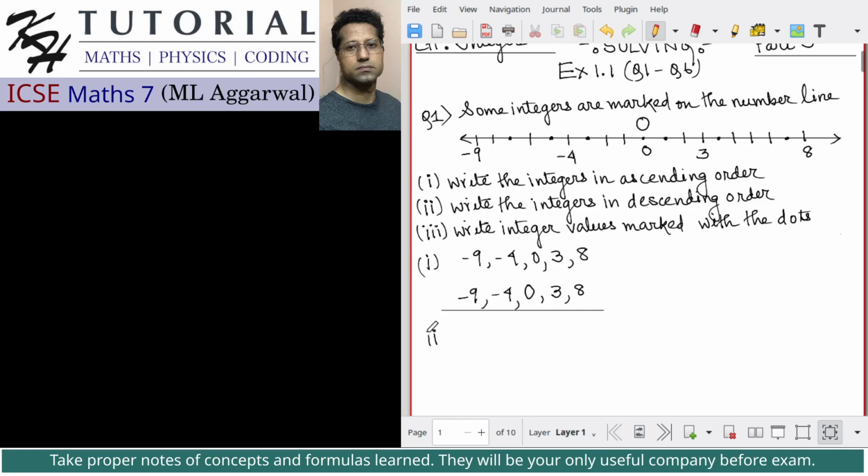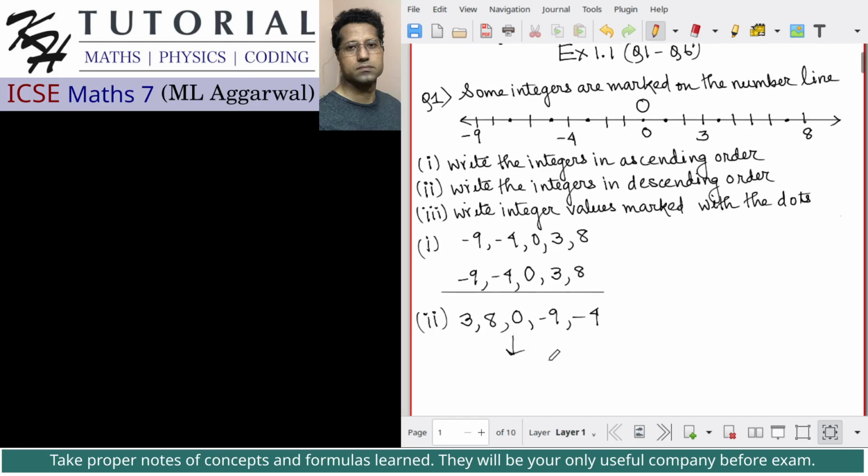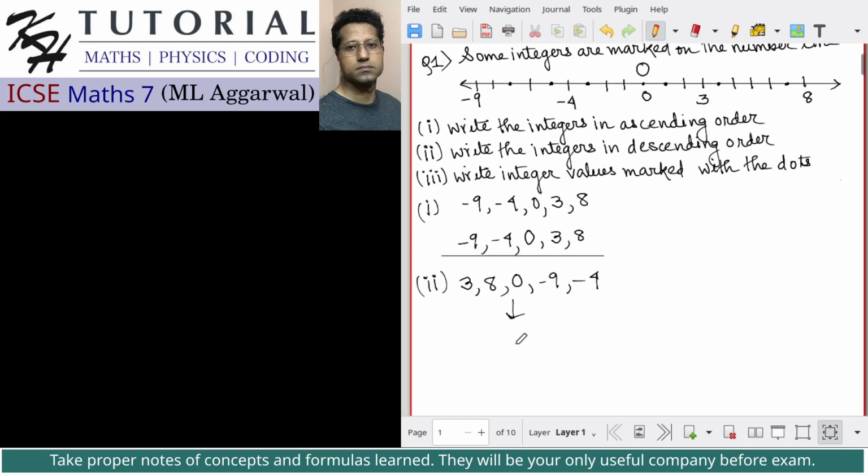Part 2 says to write the numbers in descending order, that is from greater integer values to smaller integer values. In that case, we first write 0 if there is any 0. To the left hand side of the 0 we write all the positive integers, so we have 3, 8, and to the right hand side of the 0 we write all the negative numbers, so there is minus 9 and minus 4. Now again we arrange all the positive numbers in descending order, that is from larger positive integers to smaller positive integers.